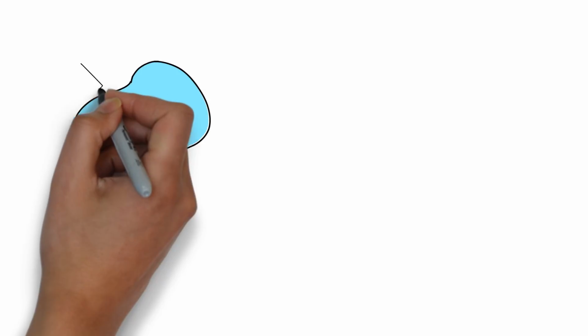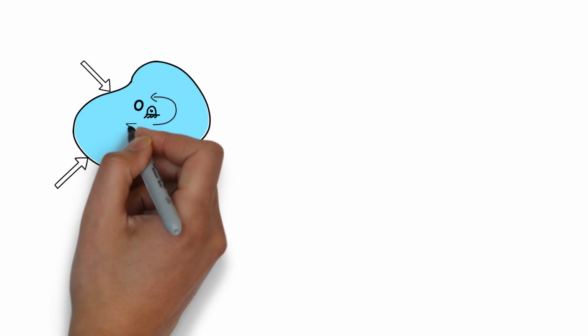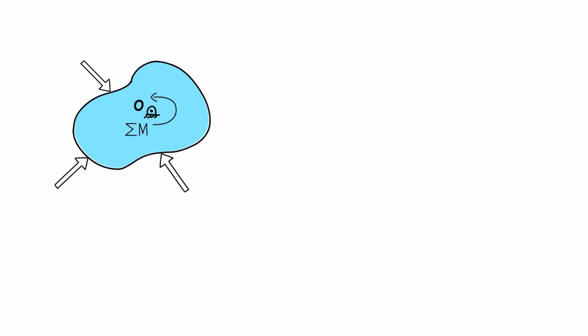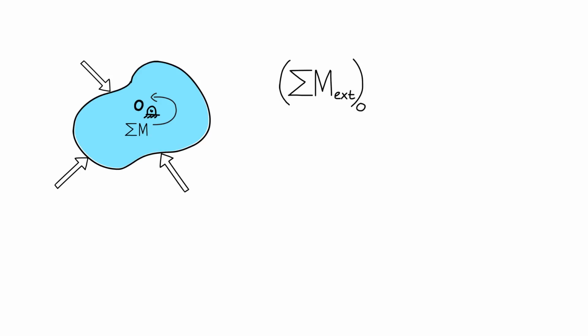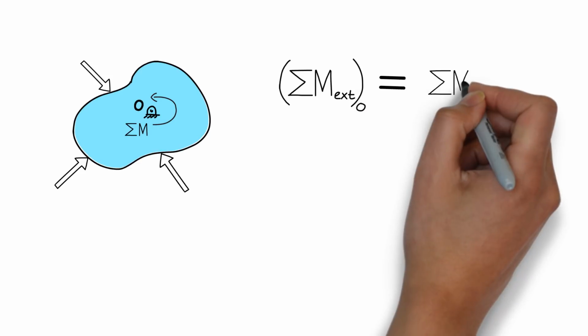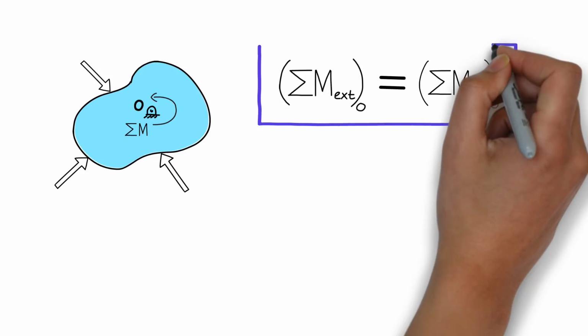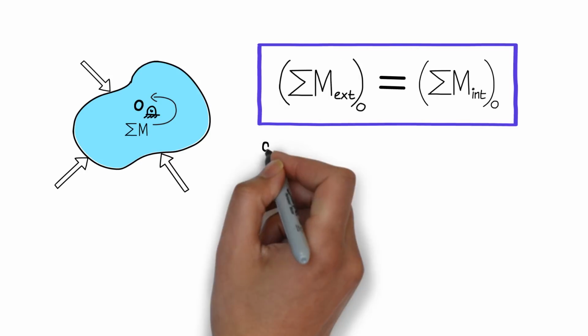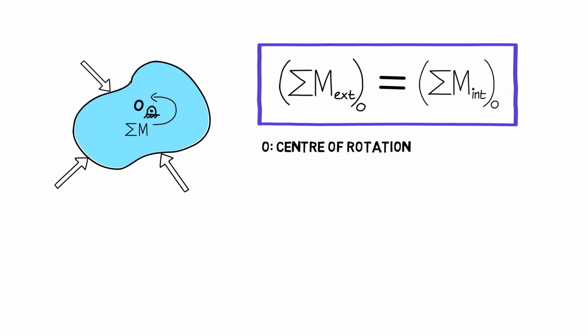Similarly, if we now have a rigid body with external forces and the body rotates around the center of rotation O, we have the resultant of moment at that point O. Using the same principle, the resultant of moment due to the external forces is equal to the resultant of the inertia moment. Note again that O is the center of rotation.